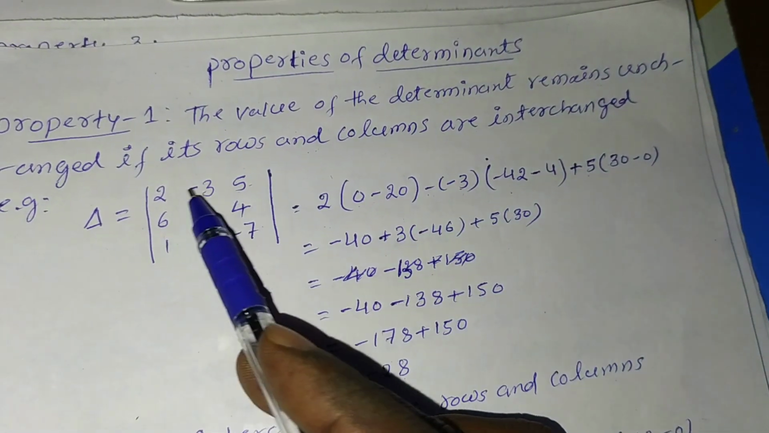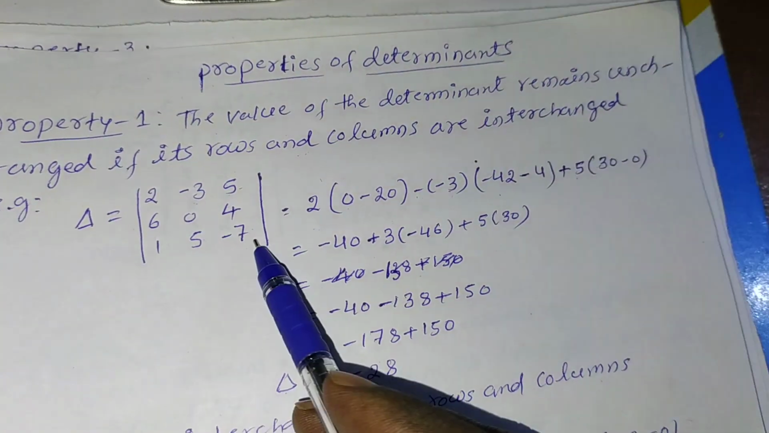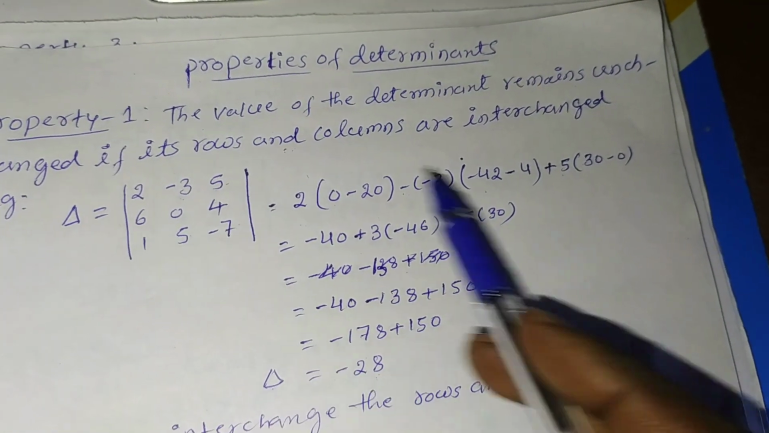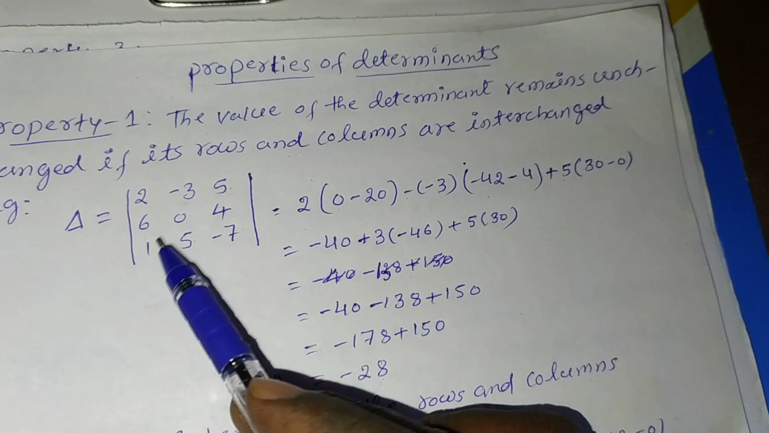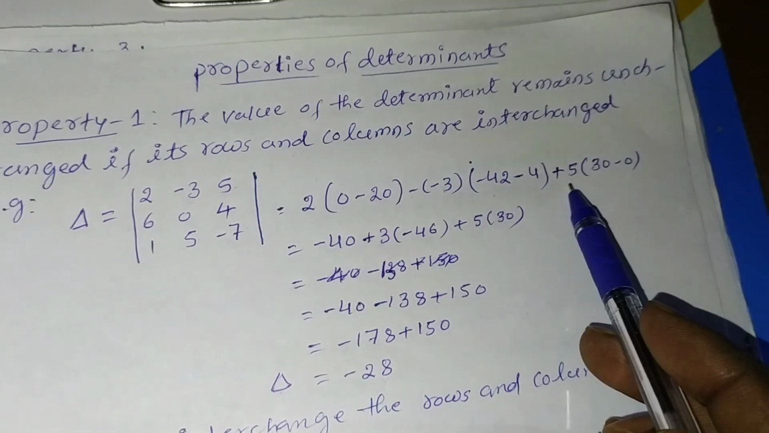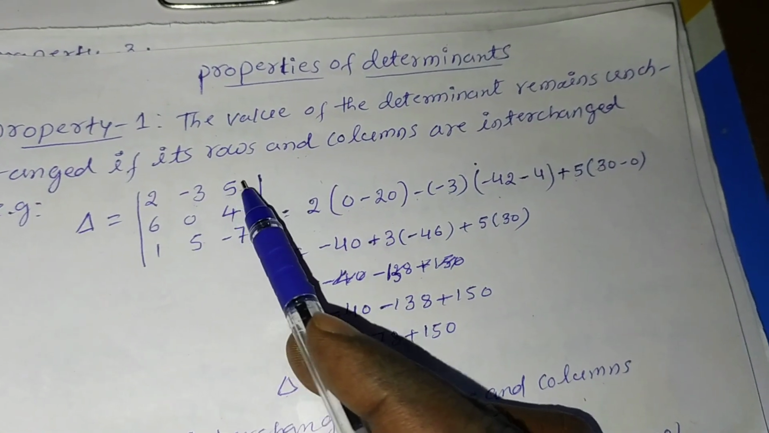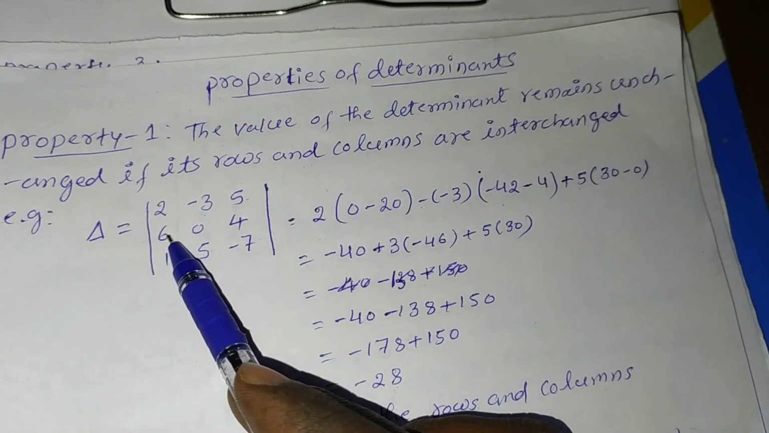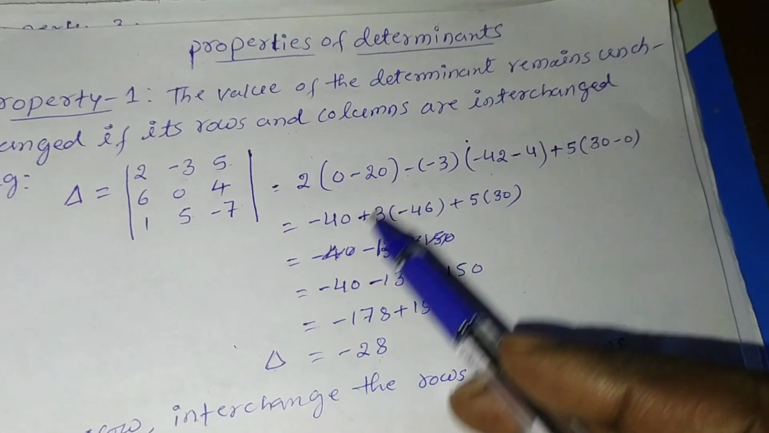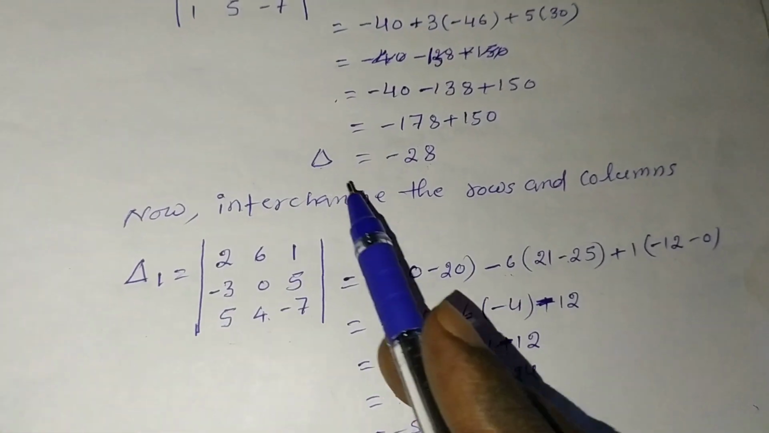After deleting the elements in the row and column in which minus 3 exists, you get 6, 4, 1, minus 7. So 6 into minus 7 is minus 42, minus 1 into 4, minus 4. And the last one is plus 5. After deleting the elements in the row and column in which 5 exists, that is 6, 0, 1, 5. 6 into 5 is 30, minus 1 into 0, 0. After simplifying, you get minus 28. The value of the determinant is minus 28.